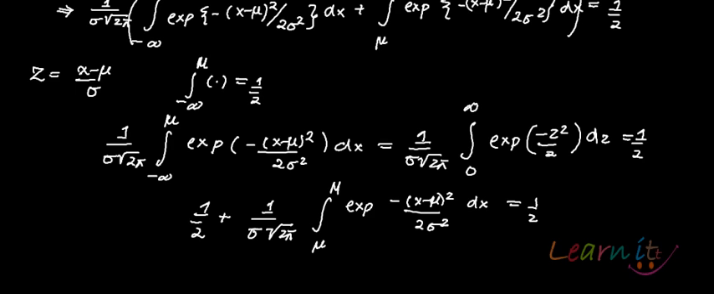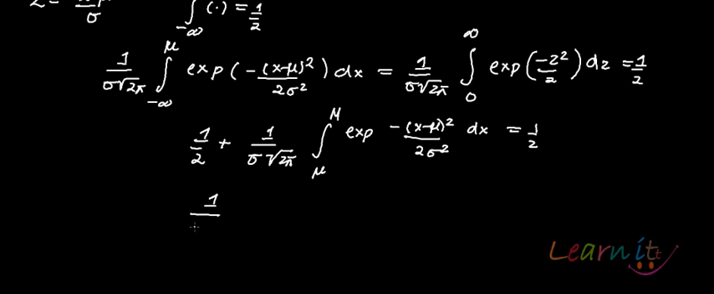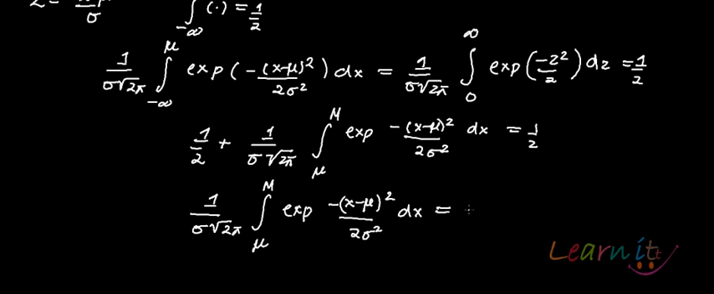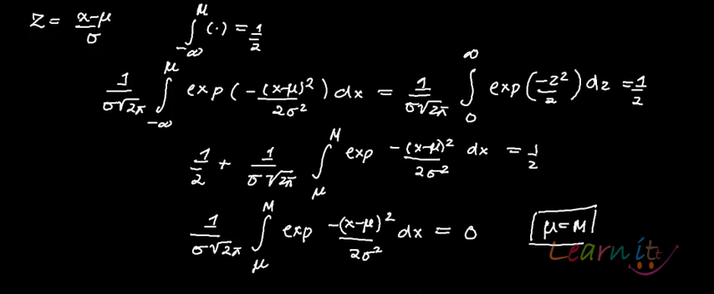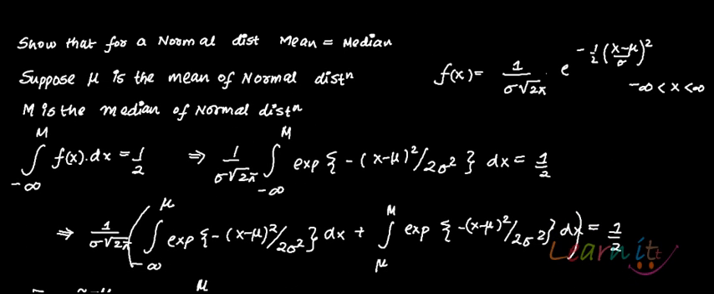So what does this mean? Well, this would mean that 1 upon sigma root 2 pi times this integral should be equal to 0. Okay, and this is equal to 0. It means that these limits are equal. So this would mean that mu is equal to m, and this is what we wanted to prove. That is, for a normal variate, mean is equal to the median.